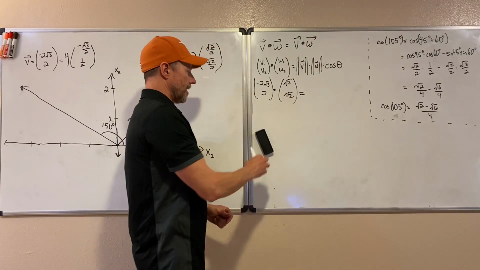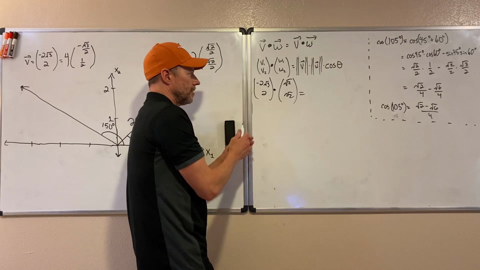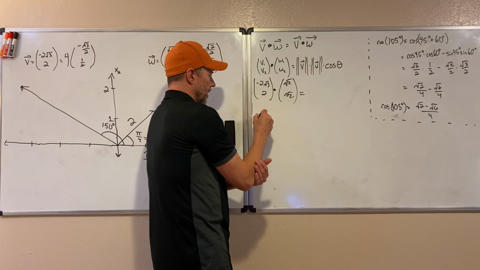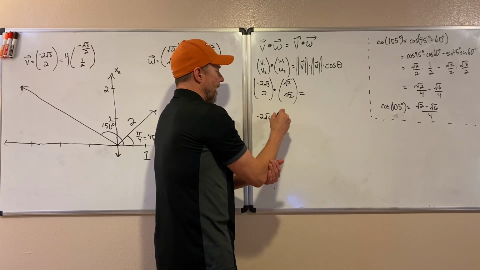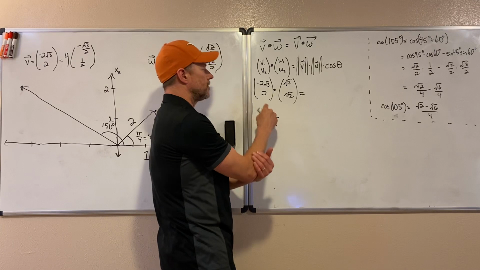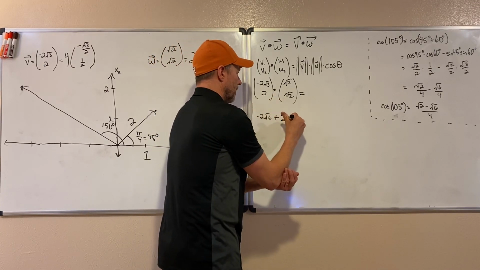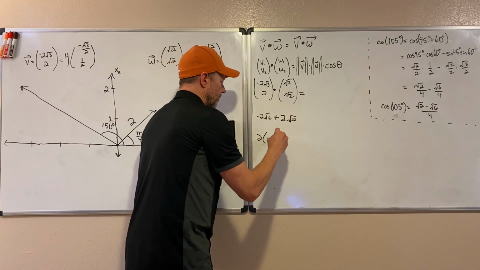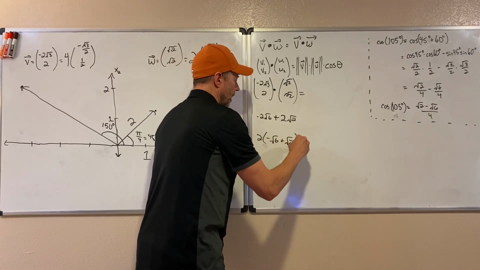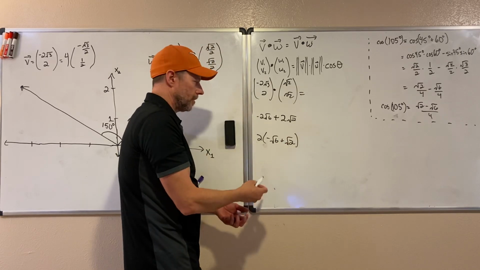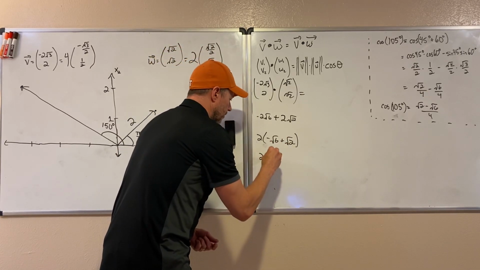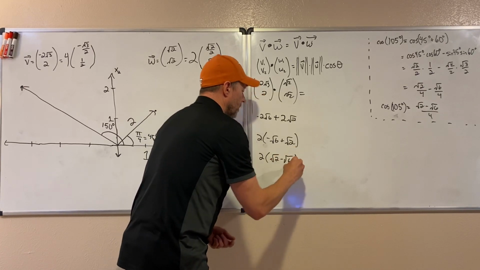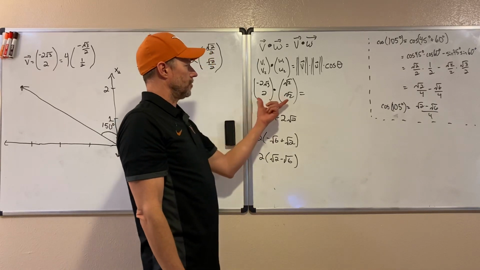The first definition says multiply the first components, so I get -2 root 6, and add to the product of the second components, so I get 2 root 2. I could factor out a 2 if I wanted to and get -root 6 plus root 2. This is not necessary, but you'll see why I want to do this in a minute. And I'll turn that around, so I have 2 times root 2 minus root 6. And that's how you get the dot product using the first definition.